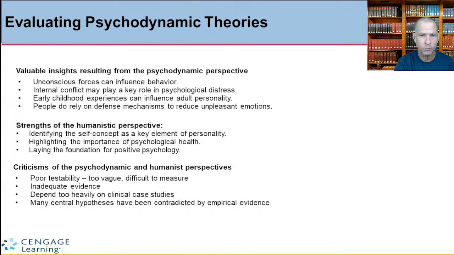Okay. So, here's the deal. Psychodynamic, and actually, I should have written psychodynamic and humanistic theories. I didn't tell you about any of the details of these theories because they aren't really testable. They have poor testability. They're vague, difficult to measure. The evidence doesn't seem to line up with some of the more specific claims made by these theories. And so this is why I didn't even talk to you about the details of these theories.